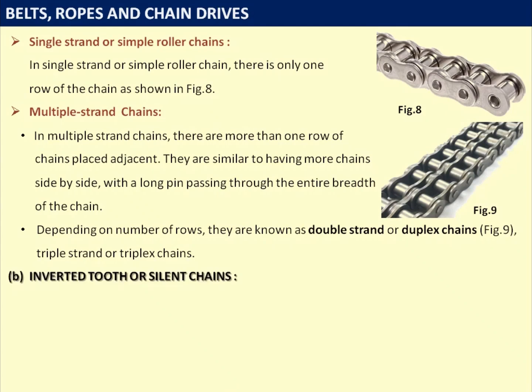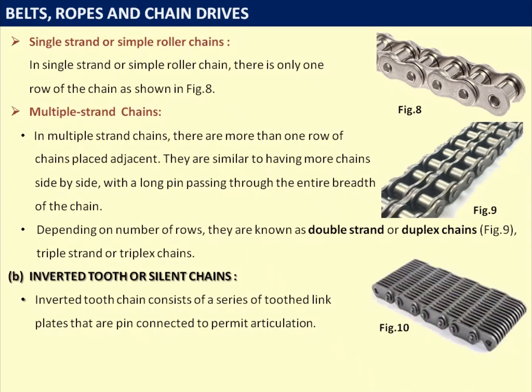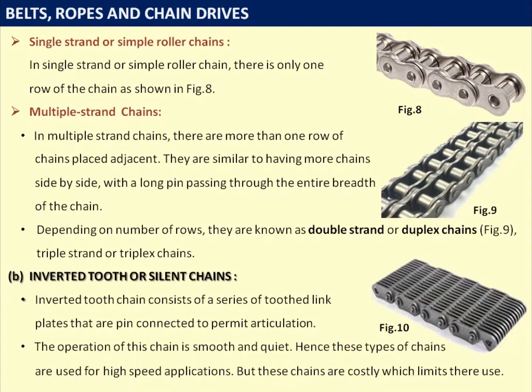Second type, inverted tooth or silent chains. An inverted tooth chain consists of a series of toothed link plates that are pin connected to permit articulation. So this figure 10 shows the inverted tooth or silent chain. The operation of this chain is smooth and quiet. Hence, this type of chain is used for high-speed applications. But these chains are costly, which limits their use.